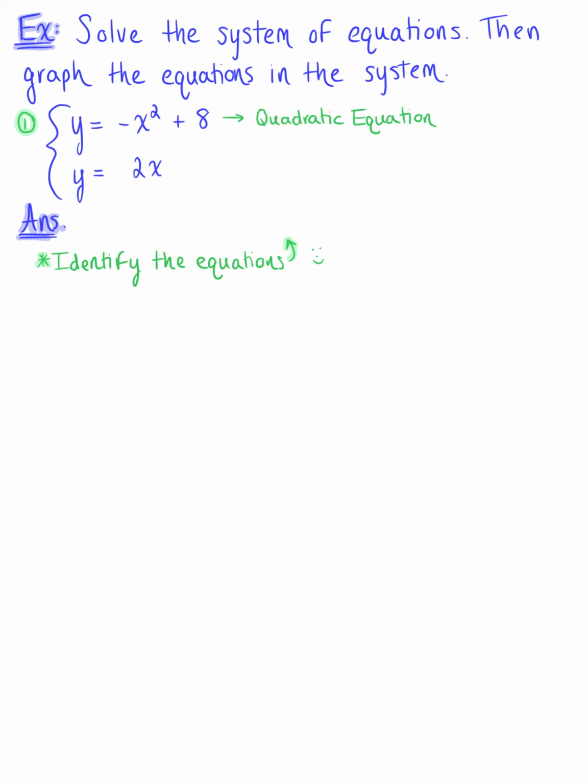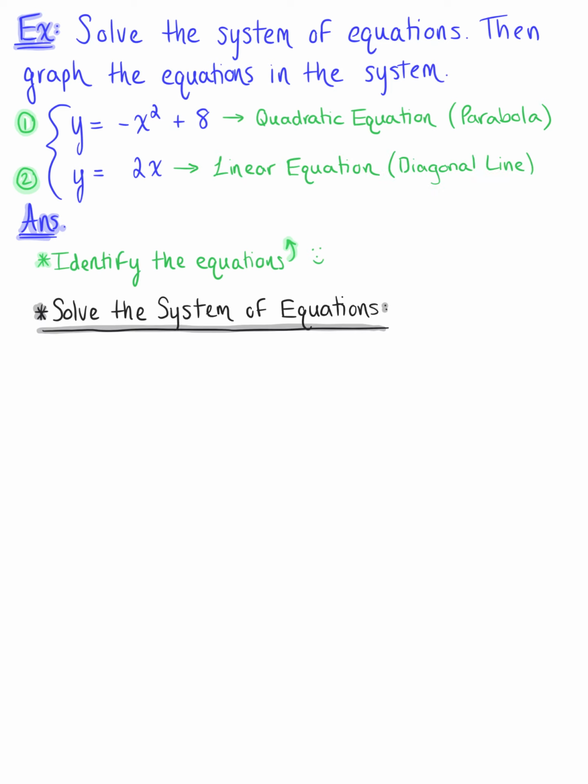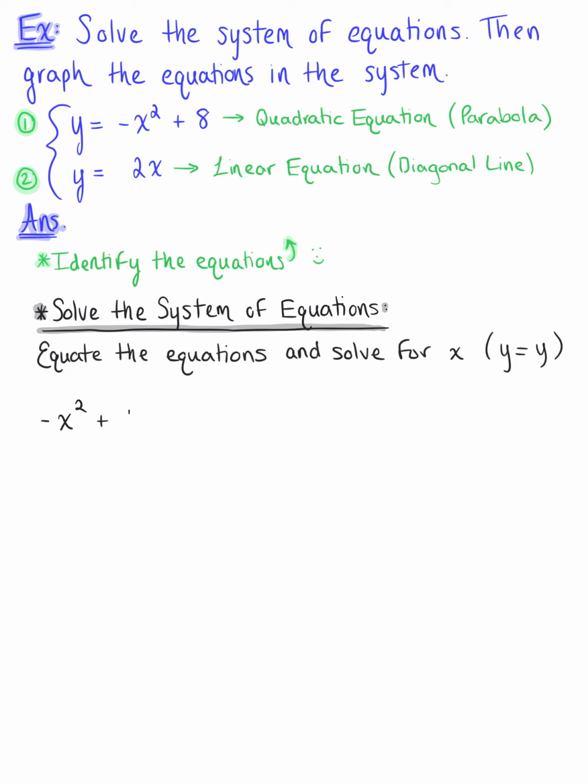And we know that the graph of a quadratic equation is a parabola. Equation number 2 is a polynomial degree 1, aka a line. Now, to solve this system of equations, we want to begin by equating these two equations and then solving for x. So in other words, set y equal to y. So here we go. We have our parabola, which is minus x squared plus 8, and we're setting this equal to the linear equation 2x.